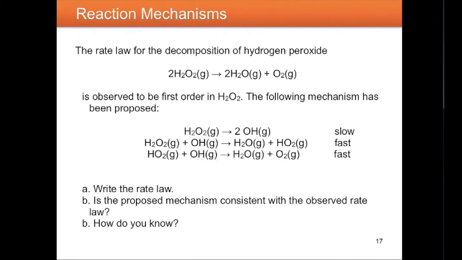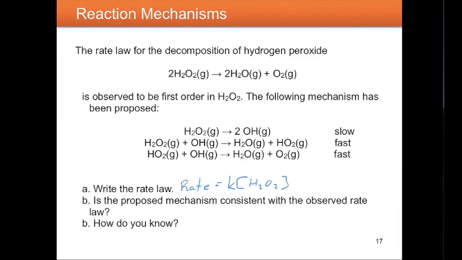So let's try another one. The rate law for the decomposition of hydrogen peroxide given here is observed to be first order in the concentration of peroxide. We're given another mechanism, so this is different than the one we just looked at with iodide. 1 slow step, 2 fast steps. So given that information, how do we write the rate law? Again, we're only looking at the slow step. So we get rate equals K times the concentration of H2O2. Right? Simple as that, because we only have to worry about the slow reaction. That's where the rate law comes from.